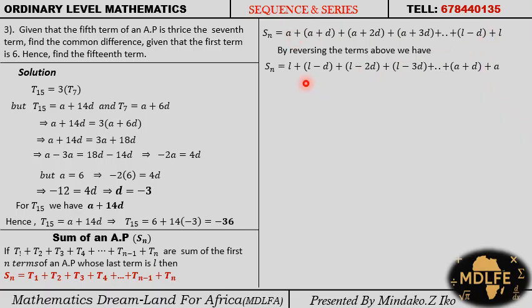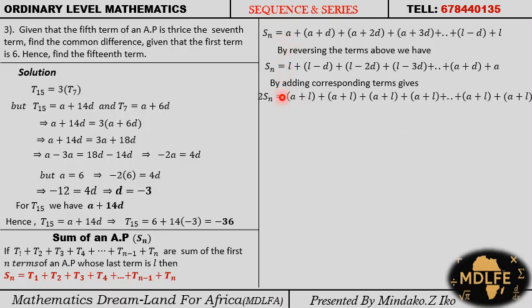Okay, now what do you notice if we decide to add the two equations? If you add the two equations, we are going to have 2Sn, because Sn plus Sn is 2Sn. So now I have a plus L, and then I will have (a plus d) plus (L minus d). You notice that positive d plus negative d will give us 0. That is why I have a plus L. Again, a plus 2d plus L minus 2d is the same thing. They will fall out.